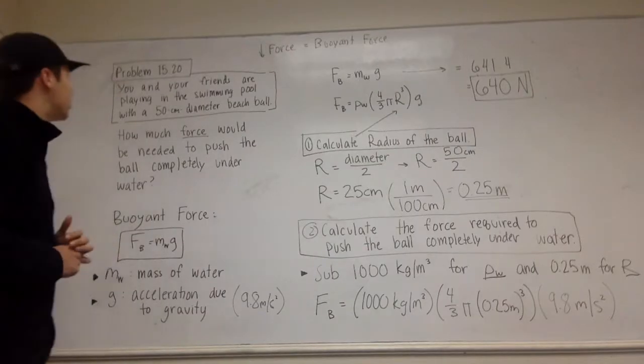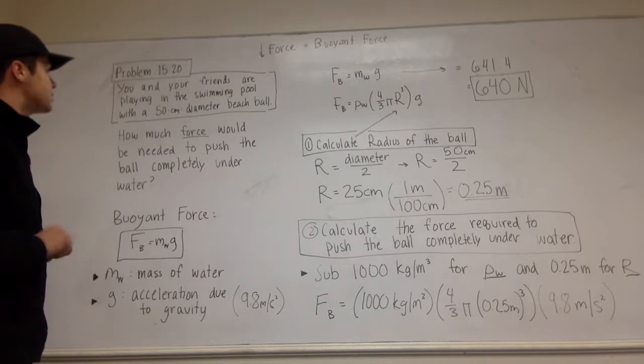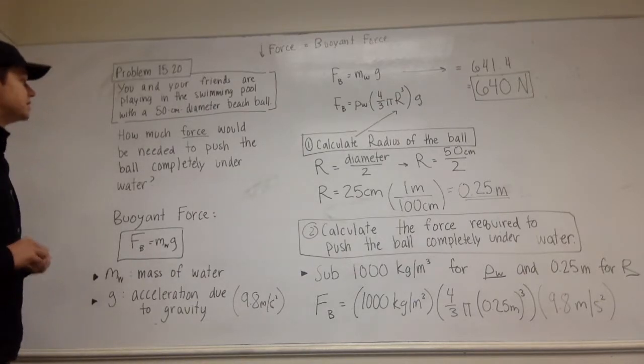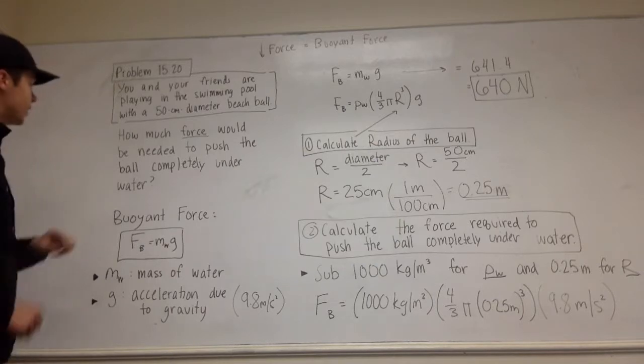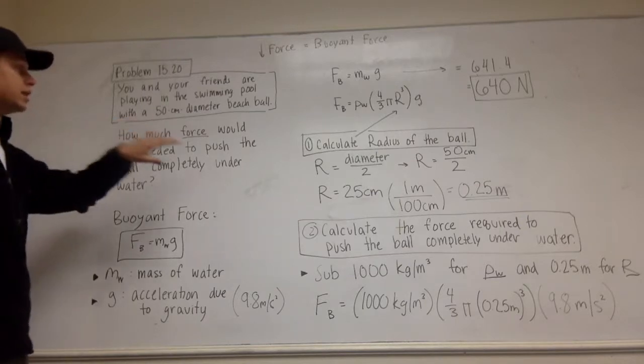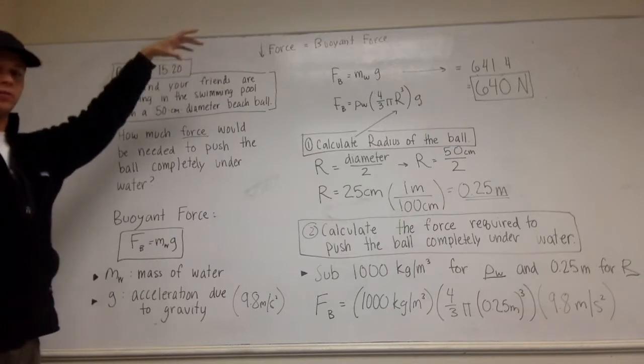We're going to be going over problem 15.20, and the context of the question is you and your friends are playing in the swimming pool with a 50 centimeter diameter beach ball. The question is asking how much force would be needed to push the ball completely underwater. For this problem, we need to figure out what the downward force is on the ball, and that's going to equal the buoyant force.